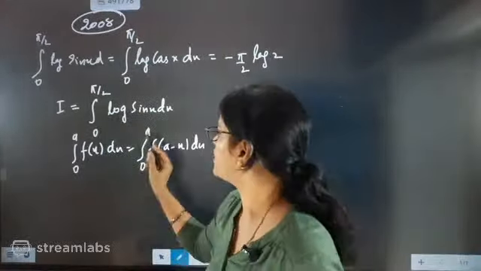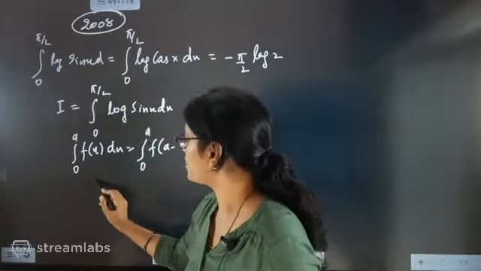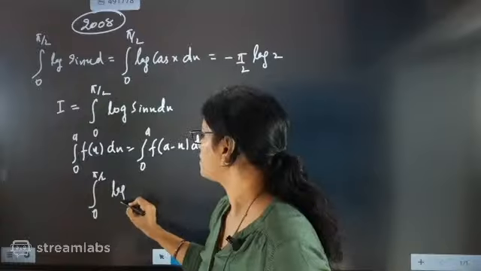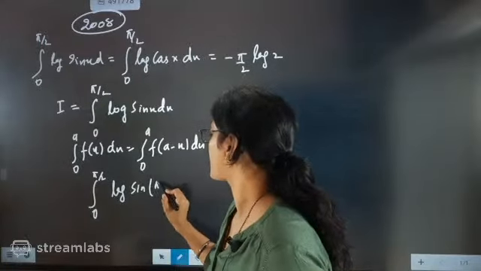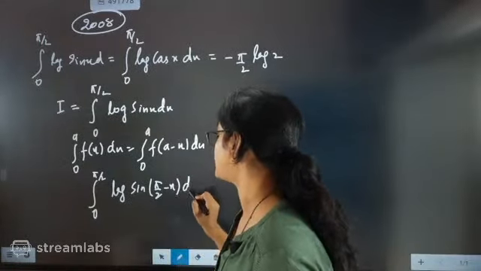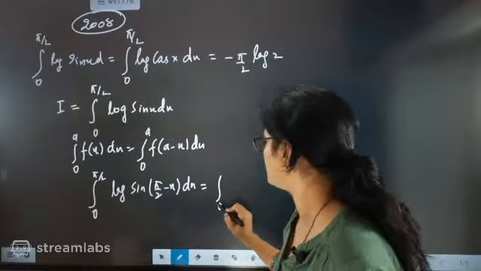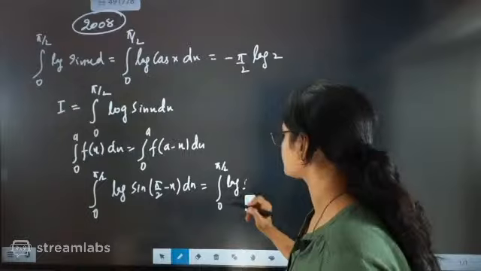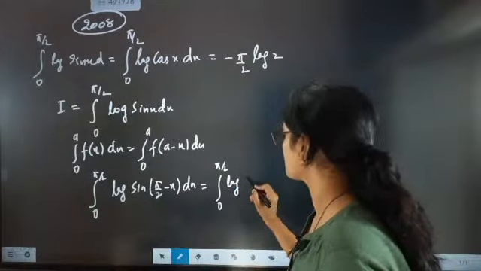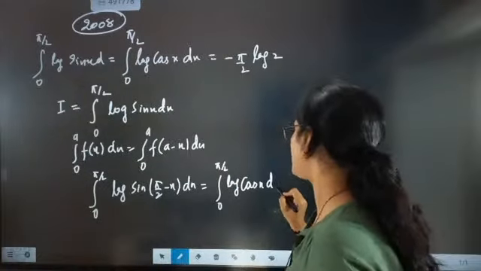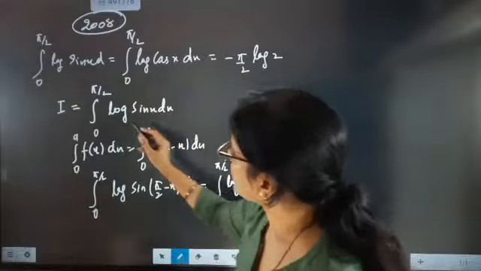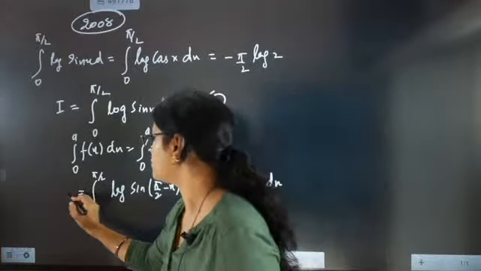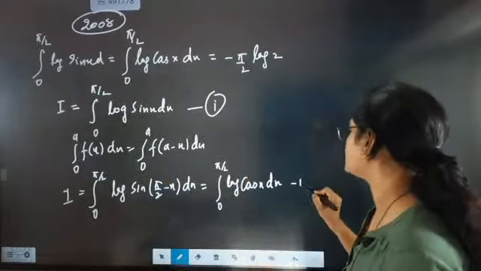So what we are going to do here is apply this property, and this part will become the integral from 0 to pi by 2 of log of sine of (pi by 2 minus x) dx, which is exactly going to give you the integral from 0 to pi by 2 of log of cos x dx. So now you got I equal to this one, and the same I equal to this one. So now shall we add these two together?